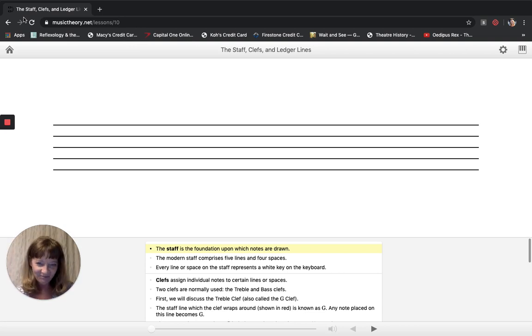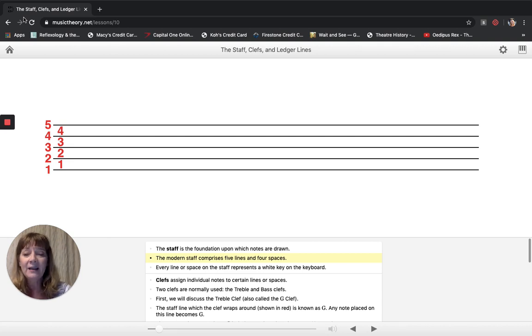Okay, here we go. Today we're going to be learning about staff, clefs, and ledger lines. This is not difficult, but it's going to take your focus. Okay, what you're looking at right in front of you is what's called a staff. The staff is the foundation upon which all notes are drawn or written. And our modern staff is comprised of 5 lines and 4 spaces.